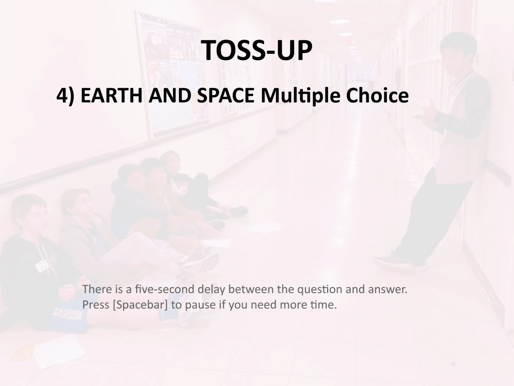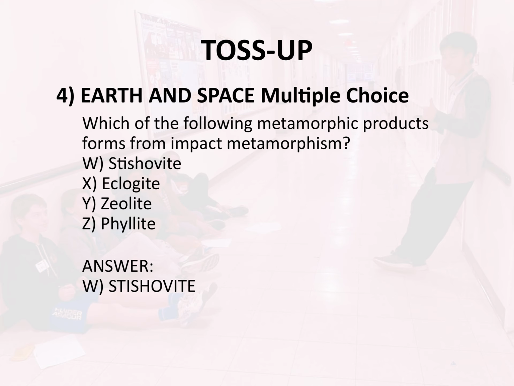Toss-up 4. Earth and space. Multiple choice. Which of the following metamorphic products forms from impact metamorphism? W. Stishovite. X. Eclogite. Y. Zeolite. Z. Phyllite. Answer. W. Stishovite.